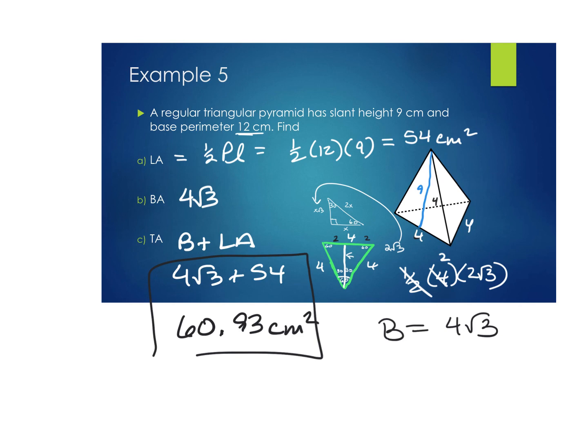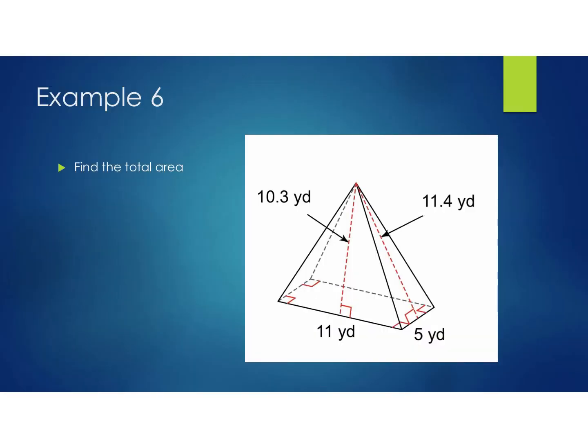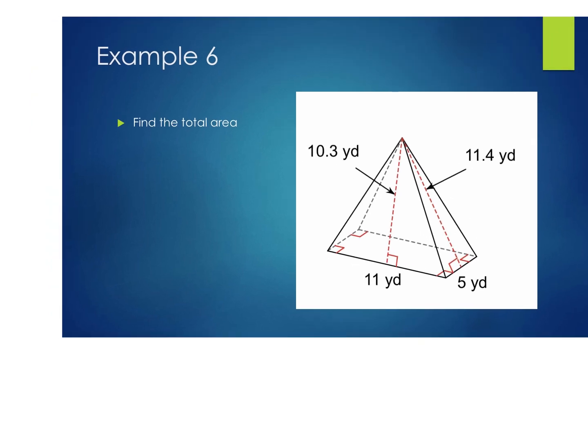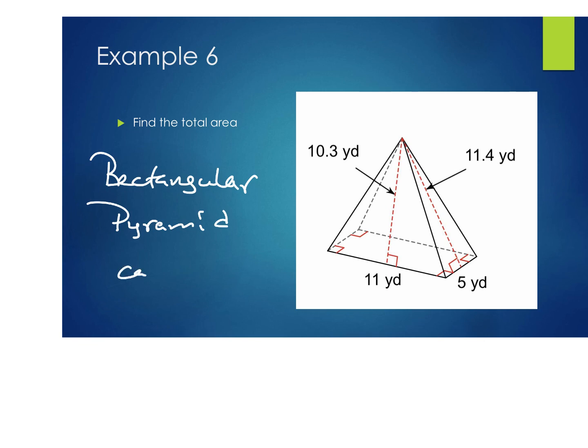One last example. And again, example 6 would be something you did in middle school where it's not regular. They would just tell you, find the area of the 4 rectangles on the top and then the rectangle on the bottom. So when it's a rectangular pyramid, the formula doesn't work. So we can't use the formula. This is a rectangular pyramid.